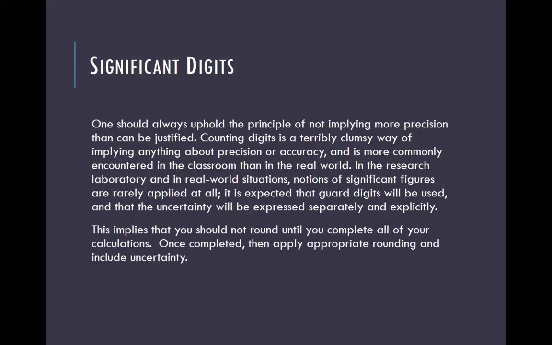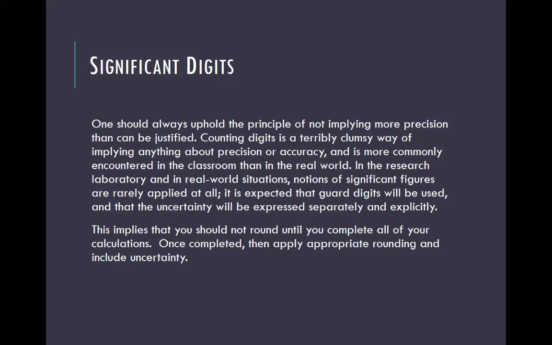We also have to realize, when we write down a number, that we are assuming a certain level of precision. We don't want to imply more precision than can be justified by the accuracy of our counting or measurement tool. So counting digits is a terribly clumsy way of implying anything about precision or accuracy, and it's more commonly encountered in the classroom than in the real world.